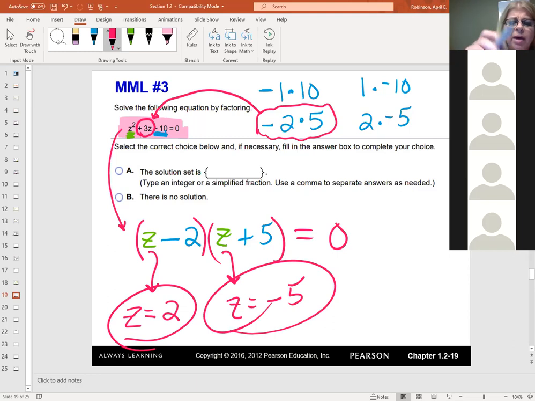And it looks like in my math lab, they're using these guys right here. They're called braces. Just type the answers in there. Just put 2, -5. Yep, use a comma to separate answers as needed.